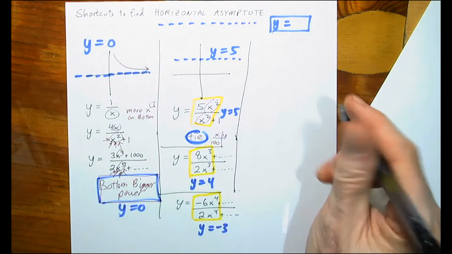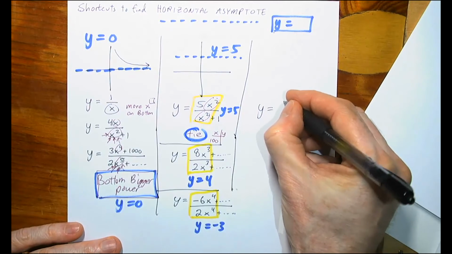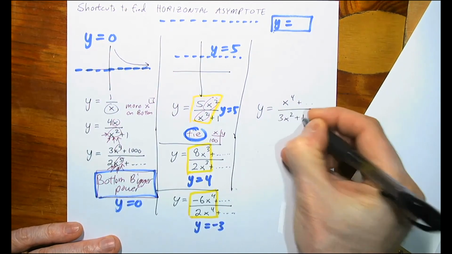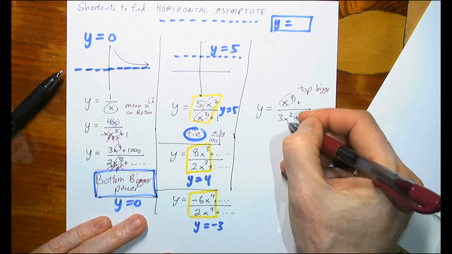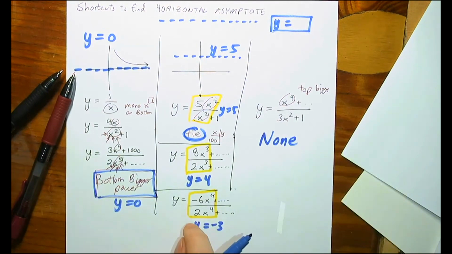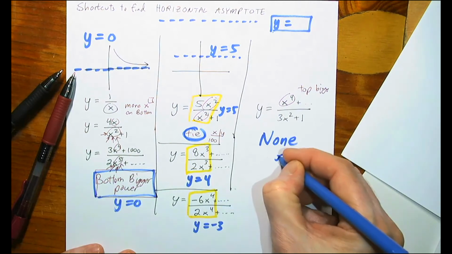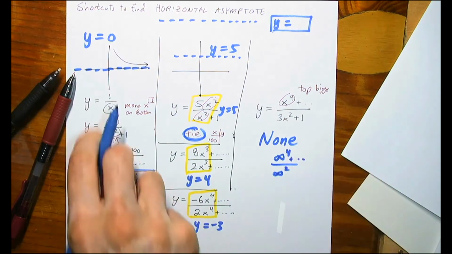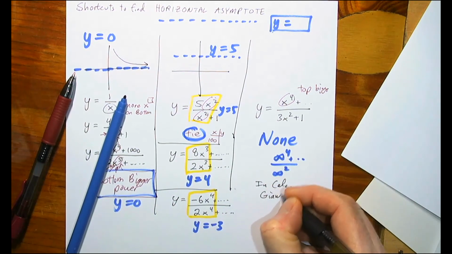What's the last possibility? Oh, what if the top is bigger? So what if we have a big thing on top, like x to the 4th plus, it doesn't matter, but the bottom's only like 3x squared plus 1. The top is bigger than the bottom. Well, guess what? There is none. No asymptote, because what happens if you put in a big number, like infinity to the 4th plus some extra stuff over infinity squared? Isn't infinity to the 4th over infinity squared pretty big? When you plug it in the calculator, you'll get a giant number, right?